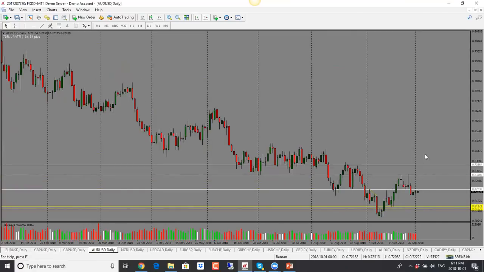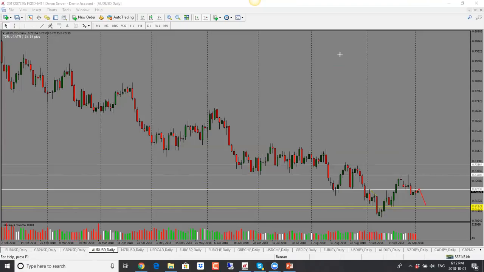Aussie dollar here. Aussie dollar is interesting. We do have the RBA rate statement coming out, so that will have an impact on Aussie, but overall bias is to the downside. Price is maintaining the support resistance level here, and as long as price stays below the 0.7250 level, I'm looking for price to drop.